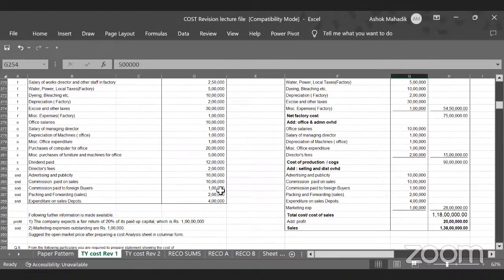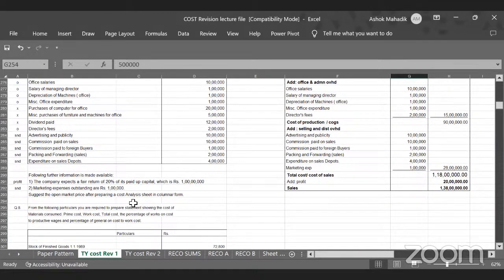Okay. Cost sheet is now very simple. We have already done so many sums. Okay, below the table we are provided some information. Let us read that. It says the company expects fair return of 20% of its paid up capital, which is 1 crore. Okay, so profit is given to you. How much is the profit? 20% of 1 crore. That is 20 lakhs. Understood? So profit is given to you. Okay. So if you reach total cost by using the table's information, add profit to that, you will get sale. Understood?